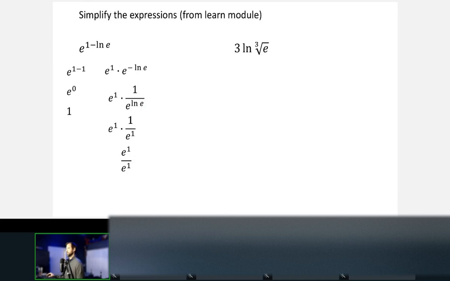We could also have combined it into a single fraction in that same step. I did it in 2 steps. So we have e to the first over e to the first, and a number divided by itself is 1, right? Yep. And that's it. So this first way is hopefully the way everyone did it, but if you did it this way, it's not a loss. It's just a lot more steps to get to the same answer.